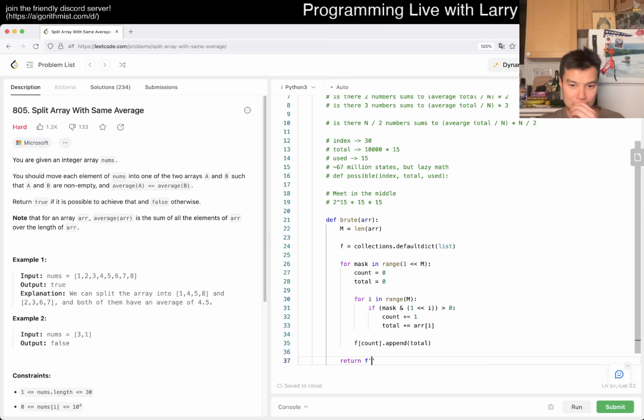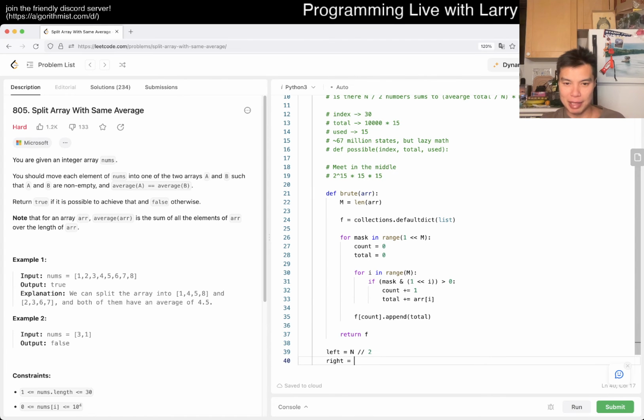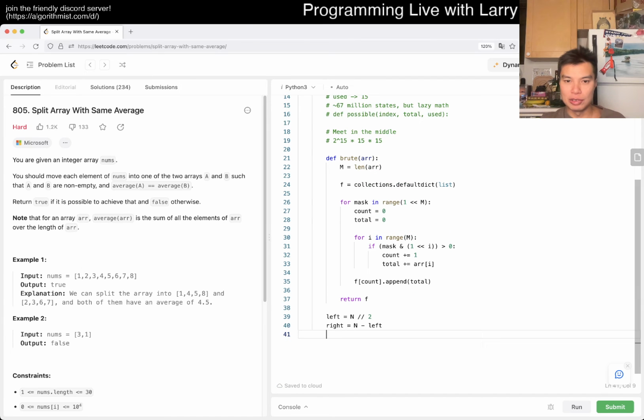So now we brute force it for half the way. Well, I guess this is the brute force way, but of course, if you put in the entire array, it's going to be 2 to the 30, and that's just not cutting it. Then what you want to do is, let's say left is equal to n over 2, and then right is equal to n minus left, and then now you want left f is equal to 2 force on nums to the left. I guess I don't really need the right side.